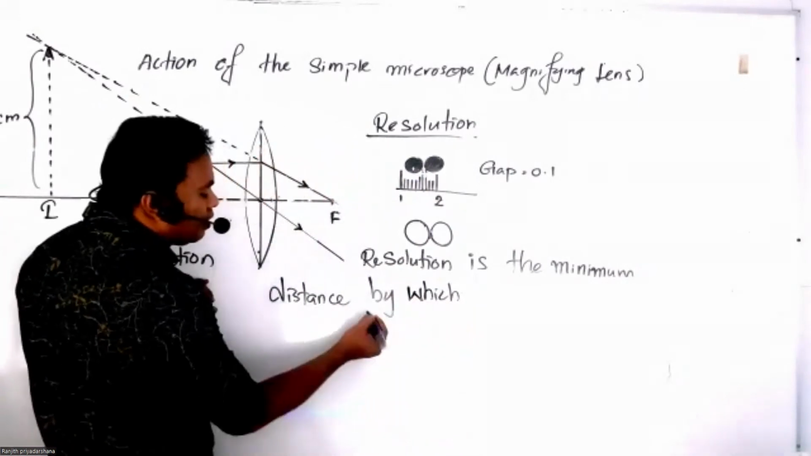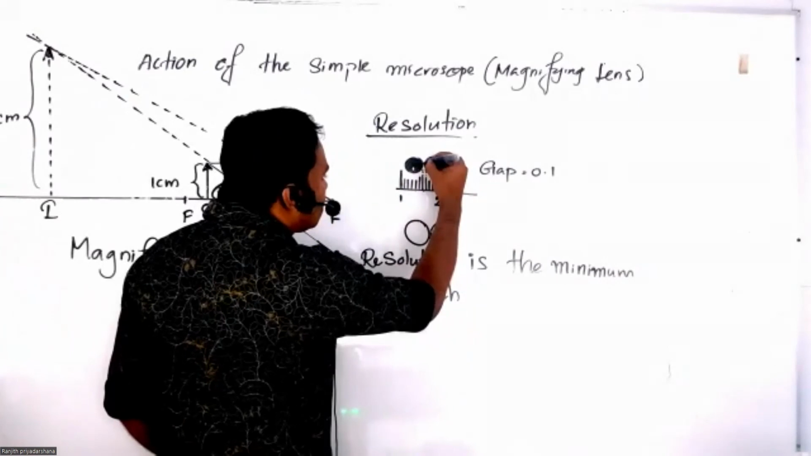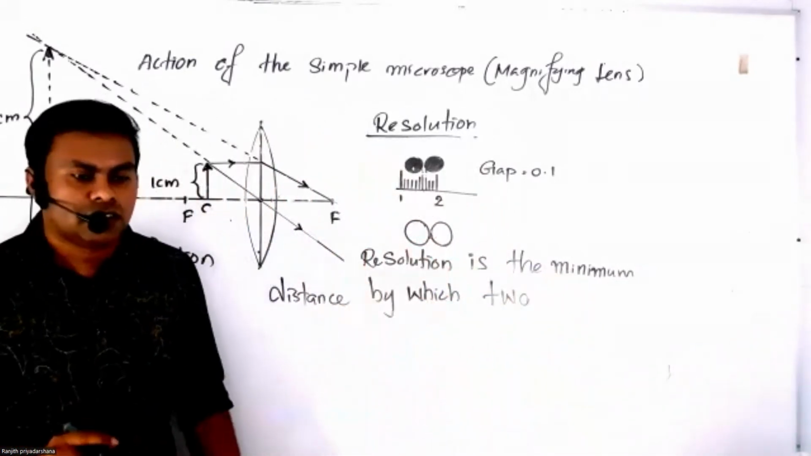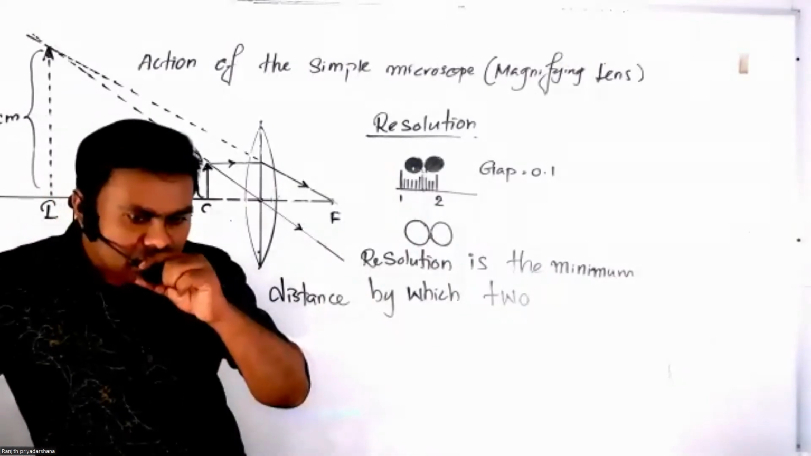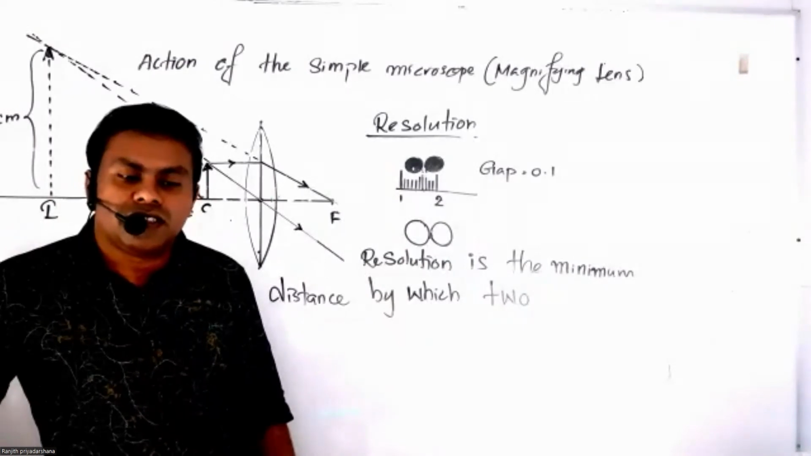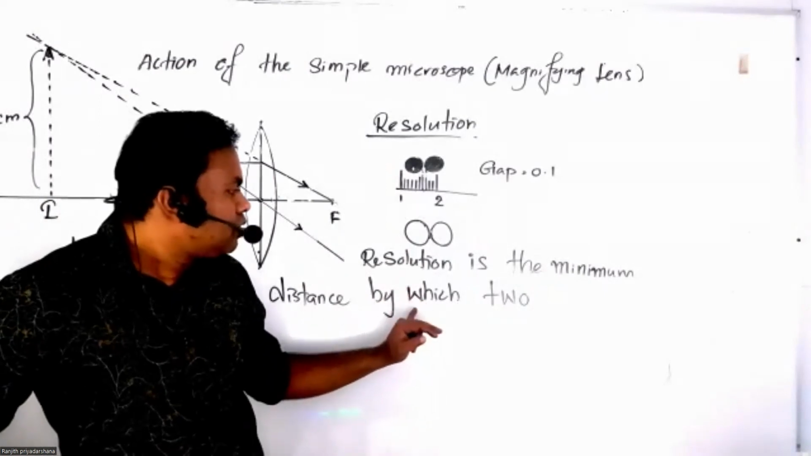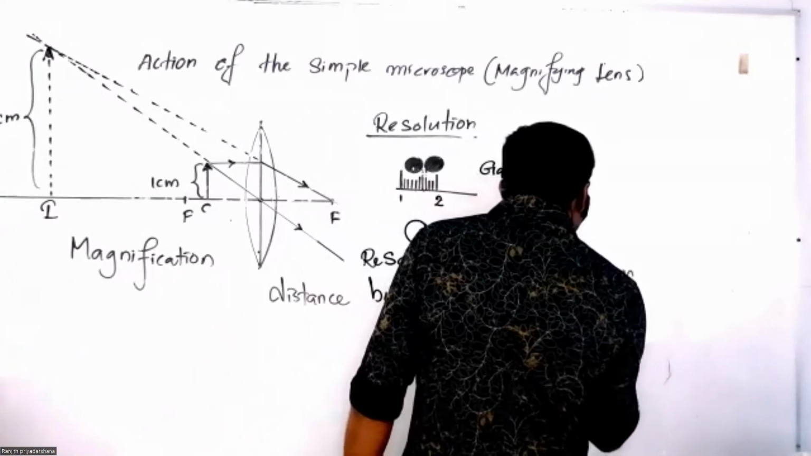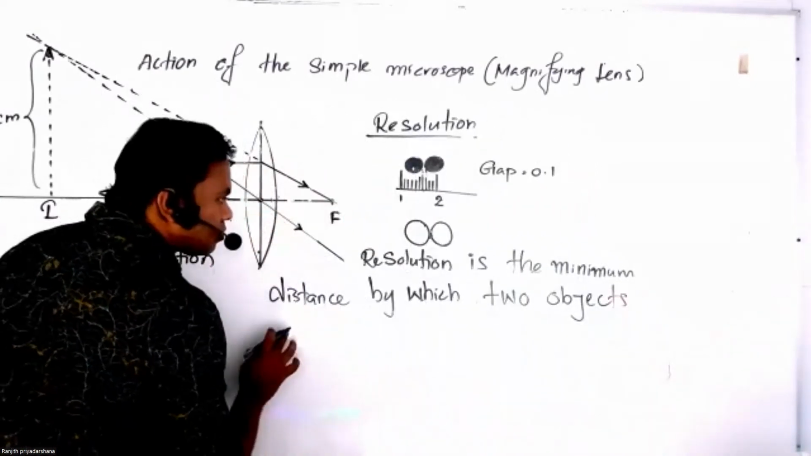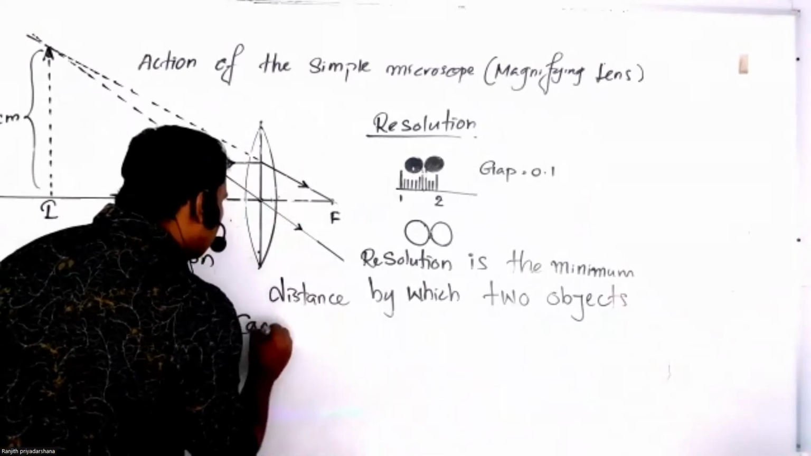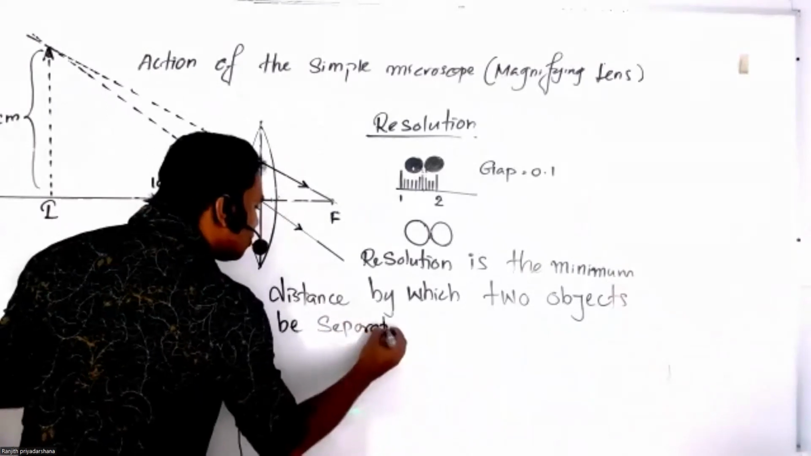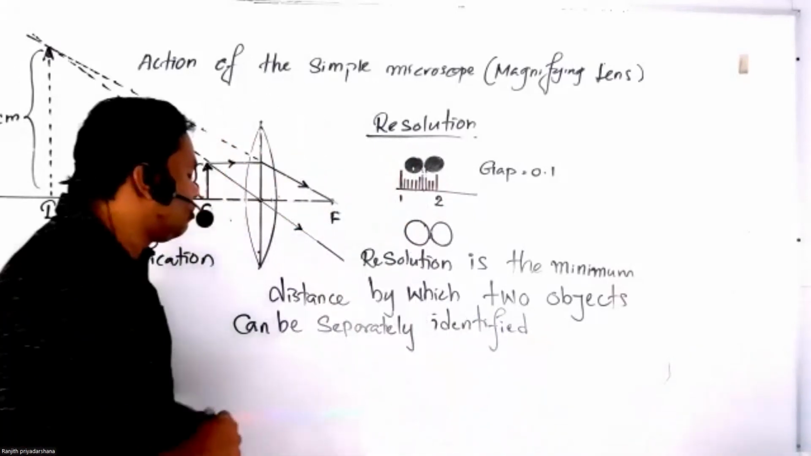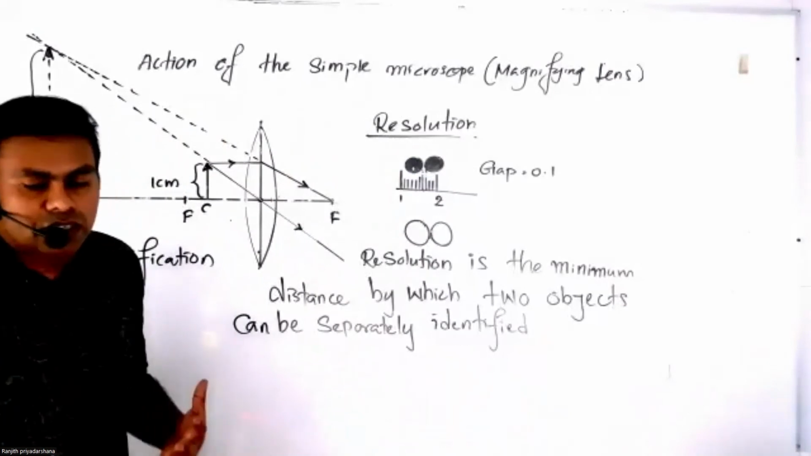Distance by which two objects, can be separately identified. Or you can write: minimum distance by which two objects can be distinguished.